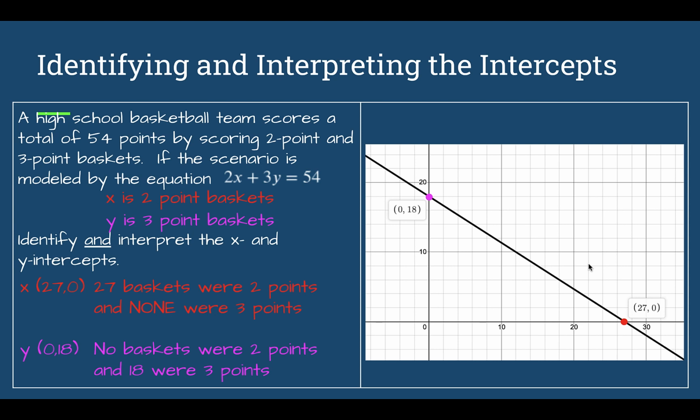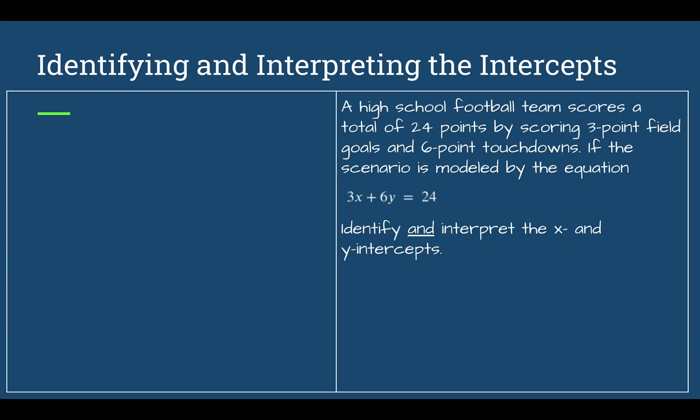So your x and y intercepts, they're going to mean the same thing pretty much every time. It's where you have all of your total by doing one thing and none of the other. Now it's your turn. Identify and interpret the x and y intercepts in this situation. They follow the same pattern as what we just did. Pause the video and try it out.